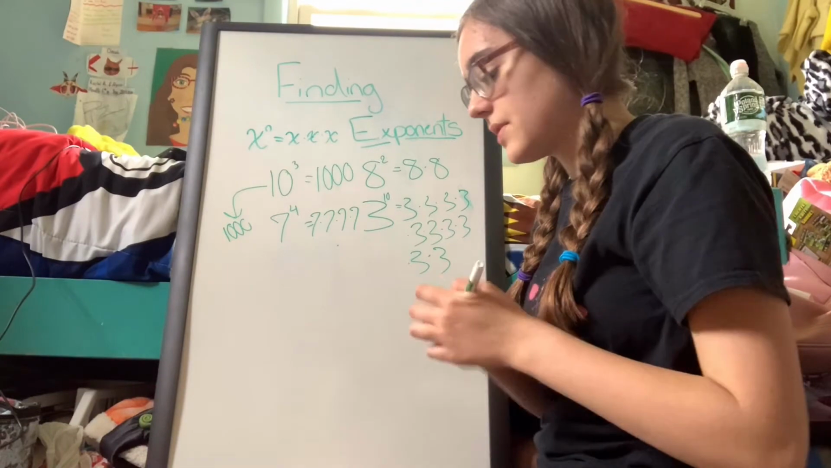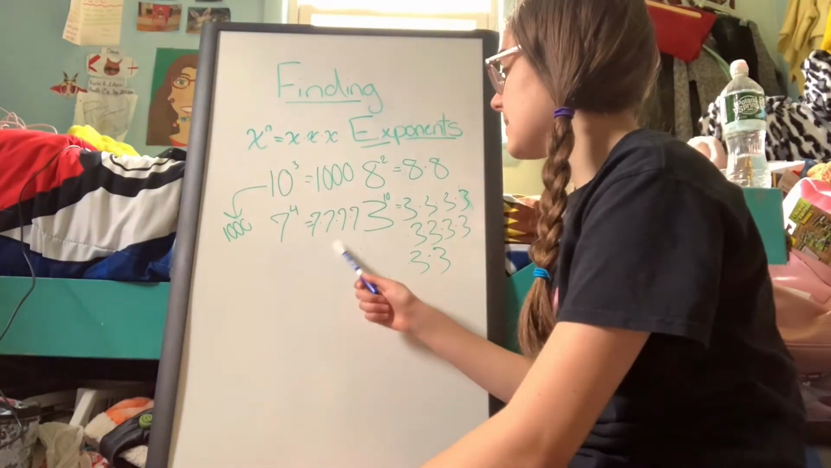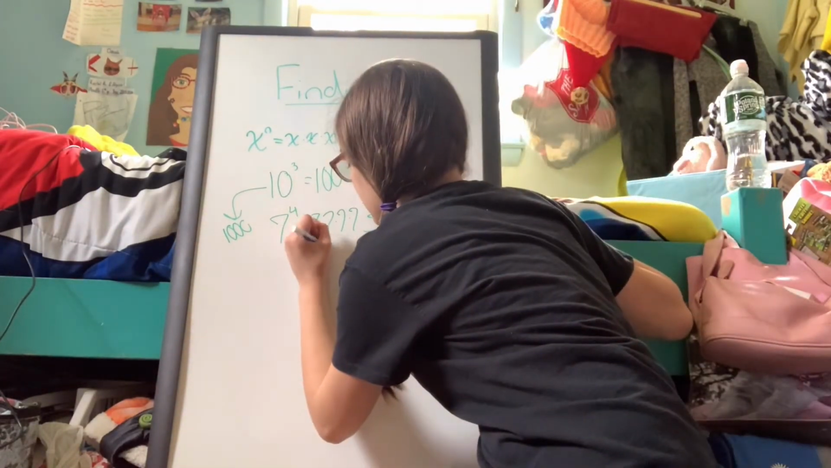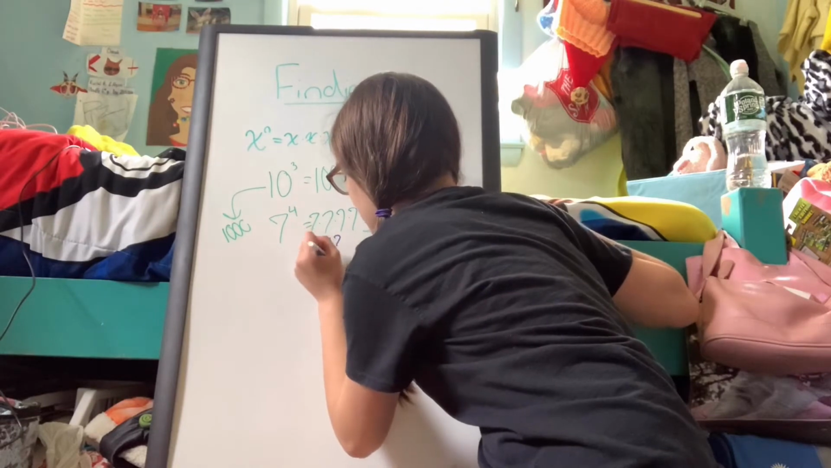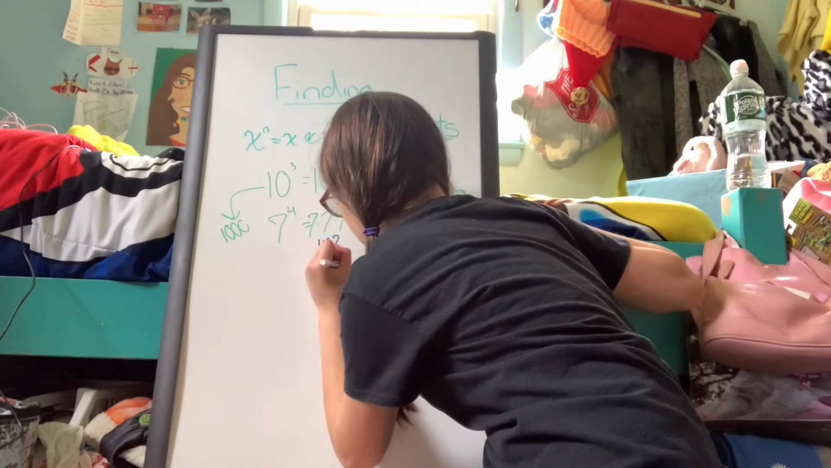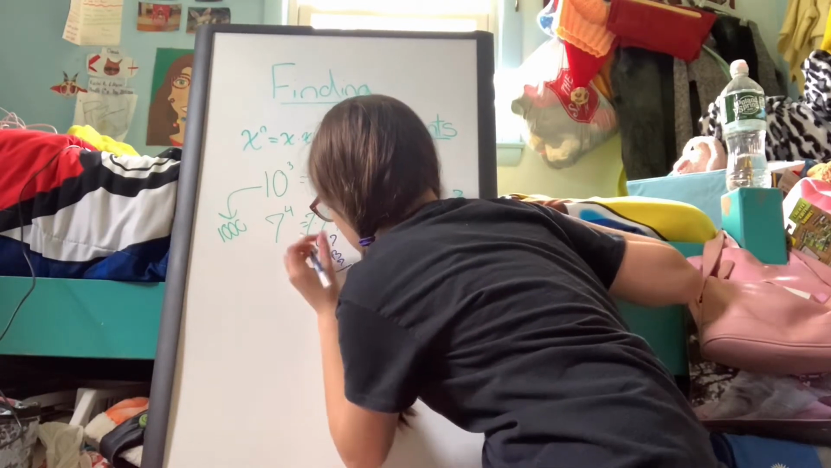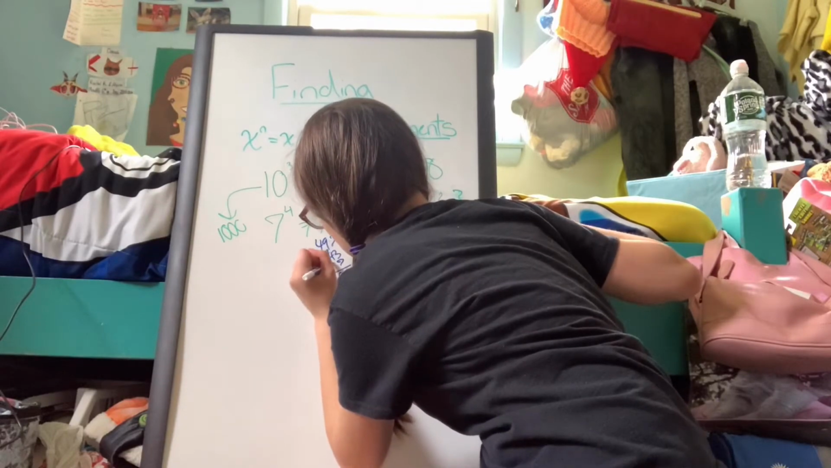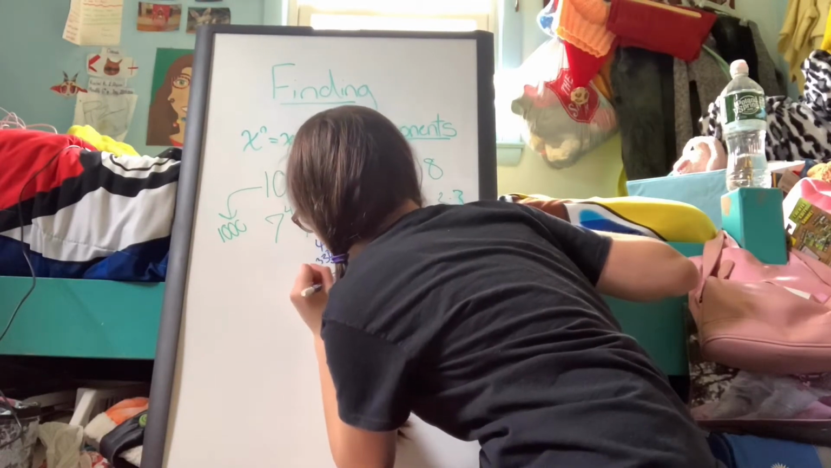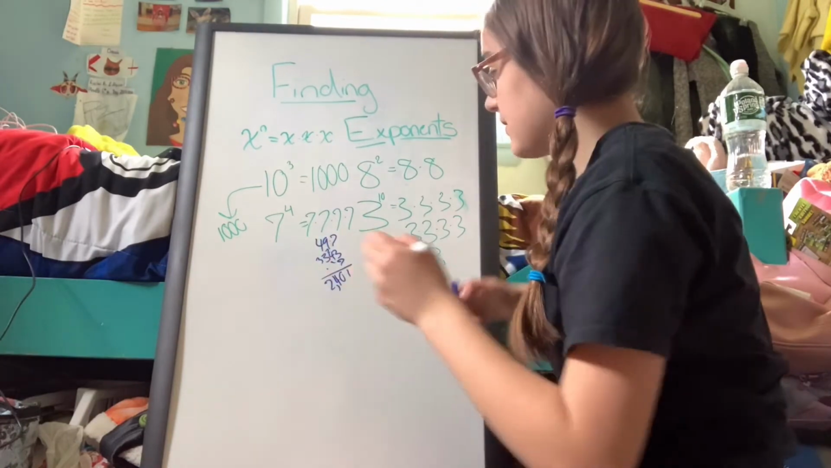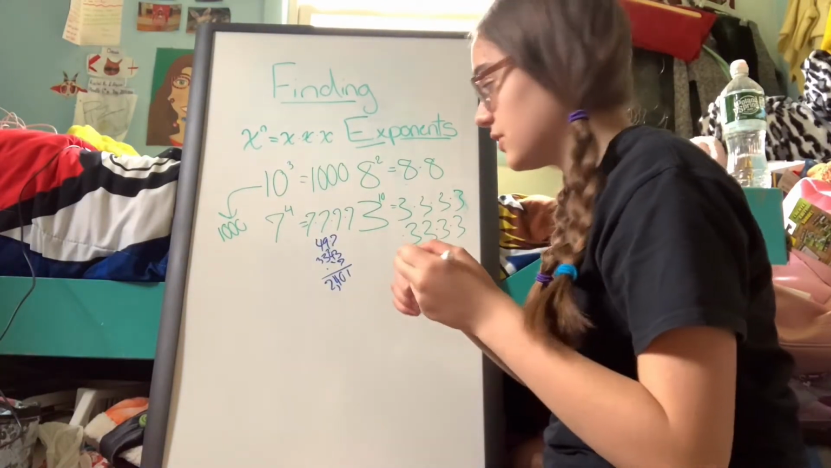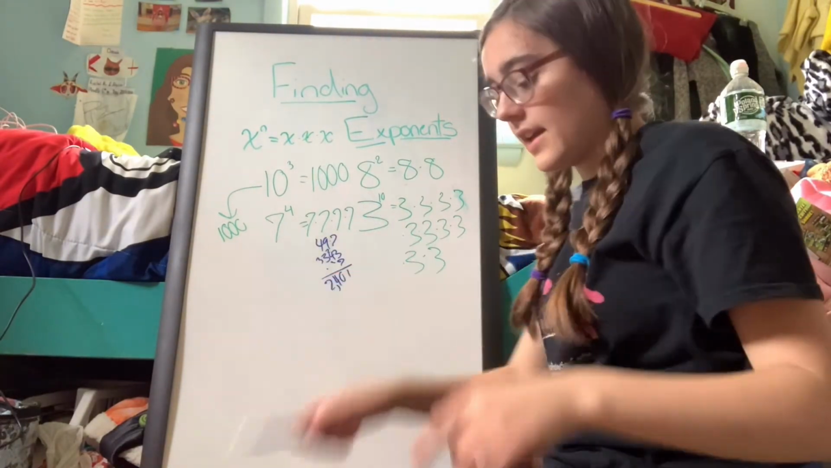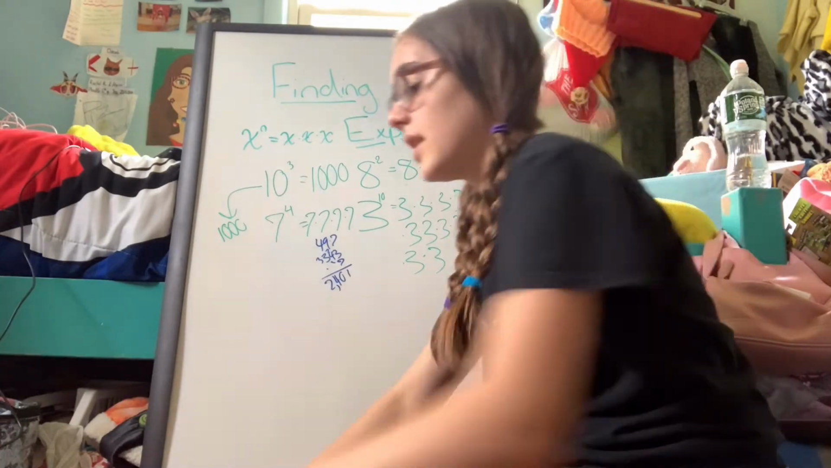7 to the fourth, we would have 7 times 7 times 7 times 7. 7 times 7 is 49, times 7 is 343, times 7 is... correct me if I'm wrong, but 7 to the fourth is 2,401. 8 times 8 is 64.